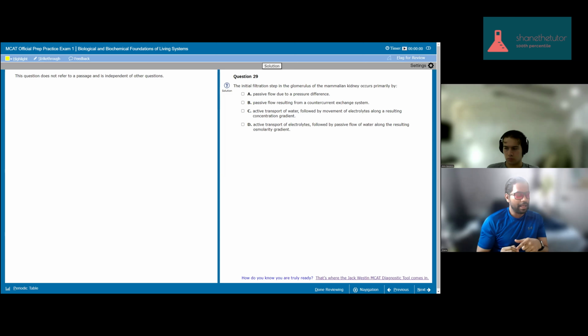So if things leave the tubes, they go into the vasa recta, and we call that reabsorption because it goes back into the bloodstream. So that would be a good choice for most of the nephron, but what's that initial filtration step in the glomerulus?